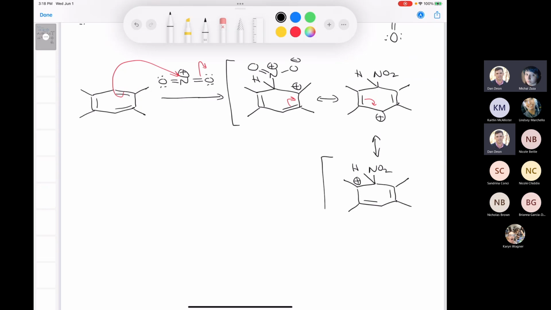But in the very last step, water is going to come in and behave as a base, and it's going to pull that proton off to restore aromaticity. So we have a water molecule, and it can just come along and rip that proton off, and we regenerate our double bond like that. And there you have it, folks. You have drawn the mechanism of an entire electrophilic aromatic substitution reaction.